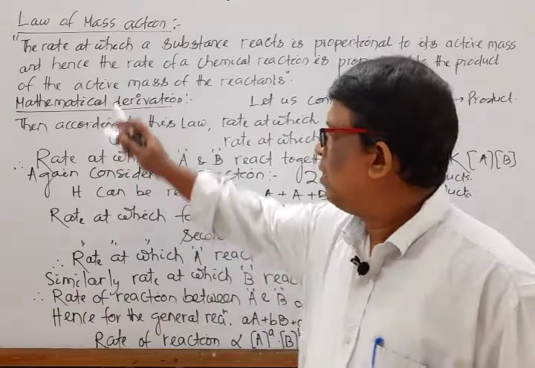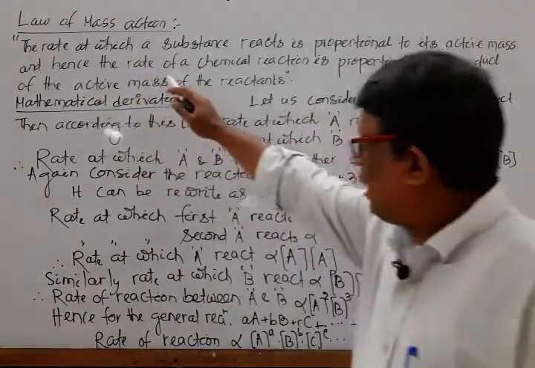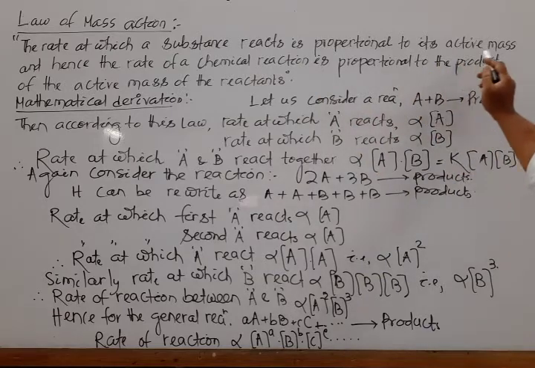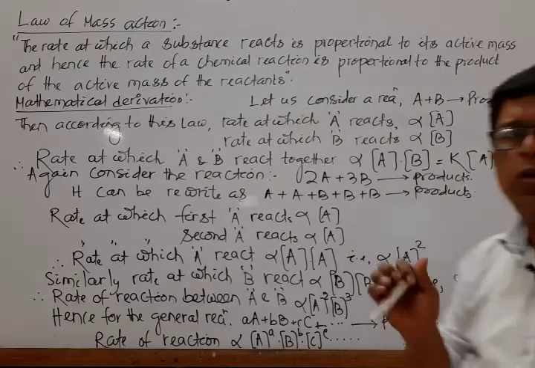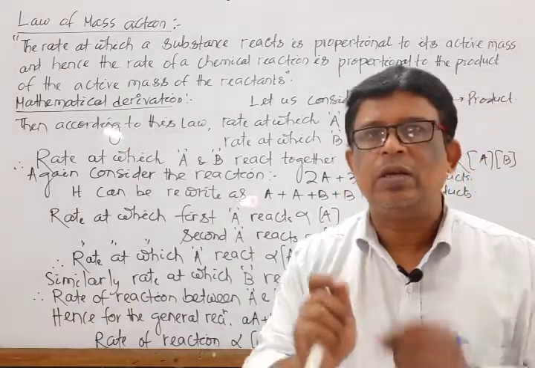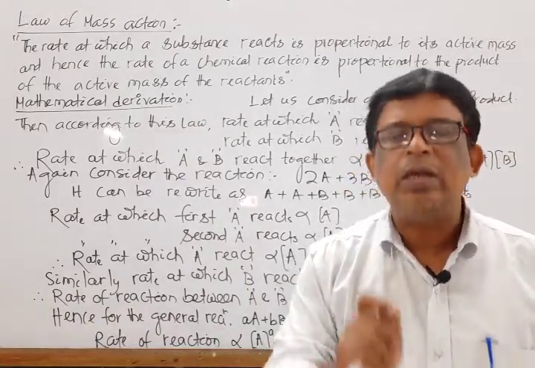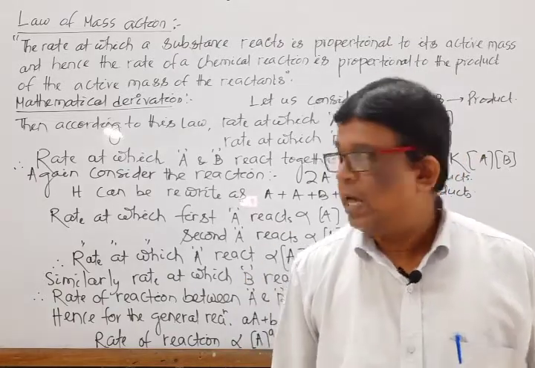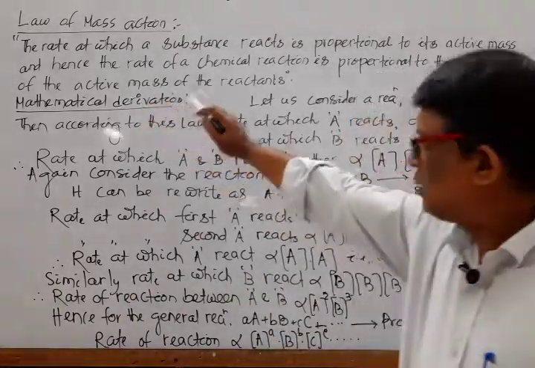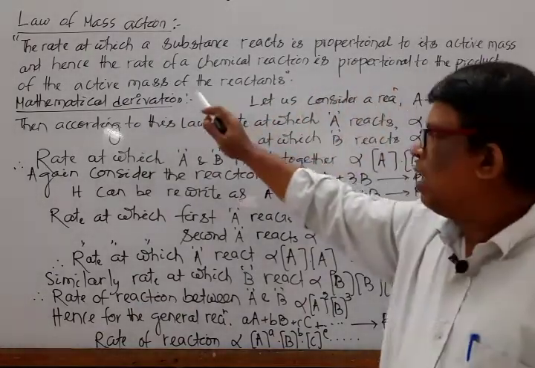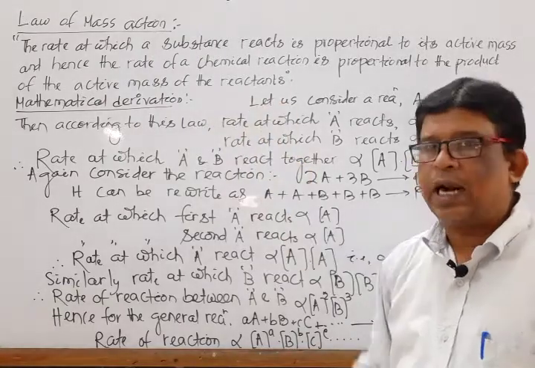Mark that. This law states that the rate at which a substance reacts is directly proportional to its active mass. What do you mean by active mass? I repeat again, it means molar concentration, that is, concentration expressed in moles per liter. And hence, mark that, the rate of a chemical reaction is proportional to the product of active masses of the reactant species.